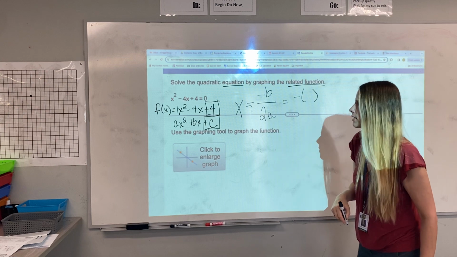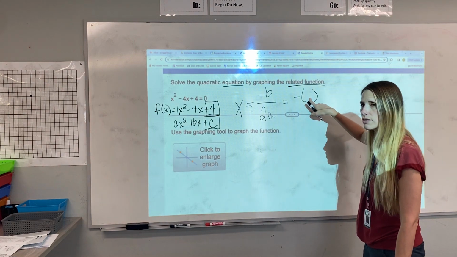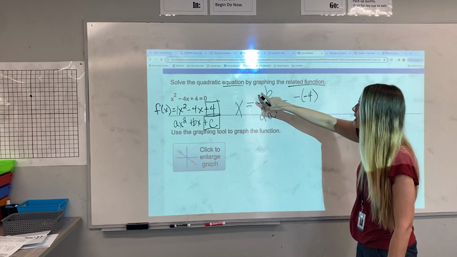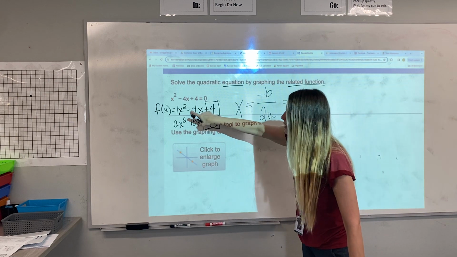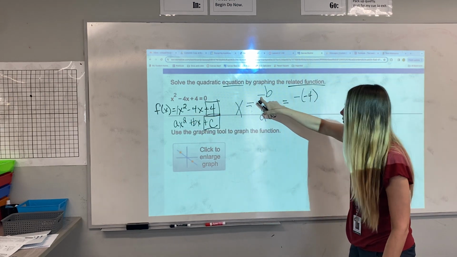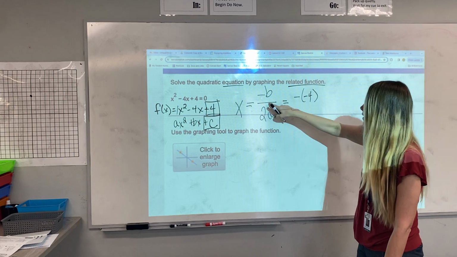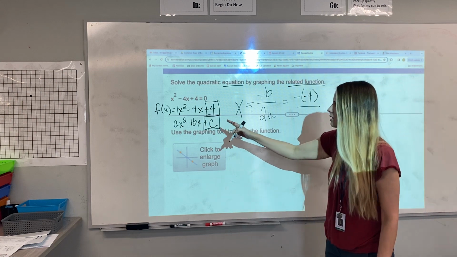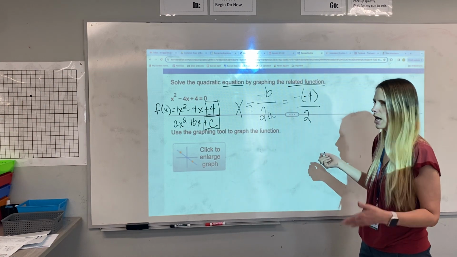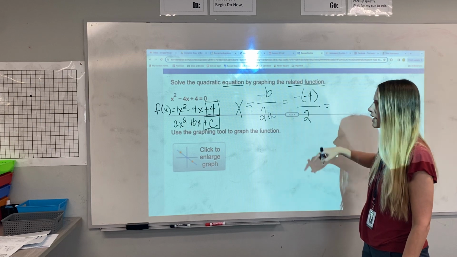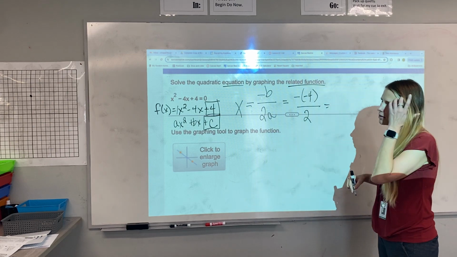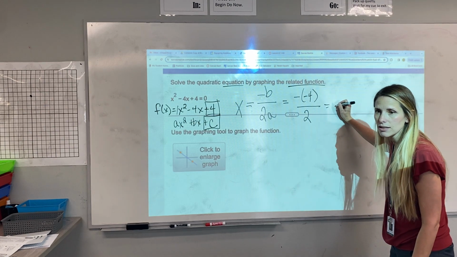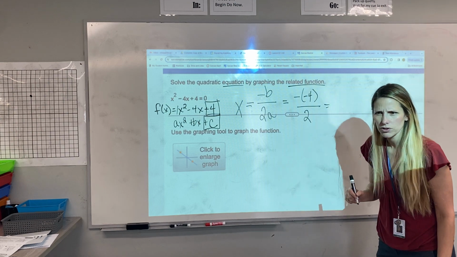Every answer I heard was wrong. We need a negative what? Negative 4. Yes, I said negative 4 because it says negative b. b is negative 4, so it's a negative 4. And all that means is it cancels out to a positive. No big whoop. Over 2 times a. Well, we said that a is positive 1, so 2 times 1 would be 2. Negative times negative is positive. Positive 4 over 2 is what? Positive 4 over 2?